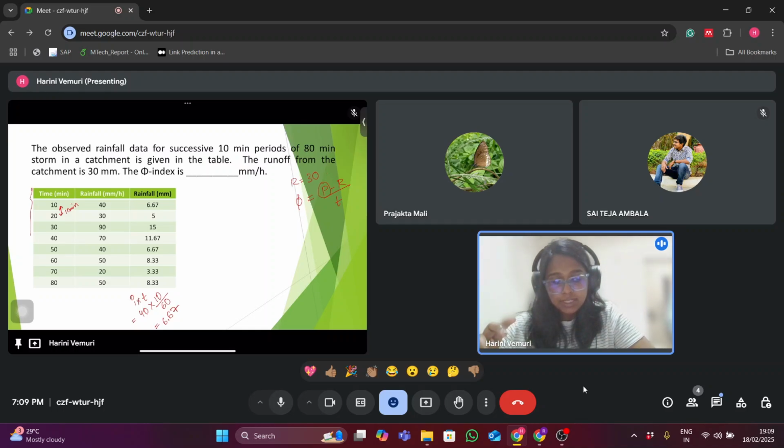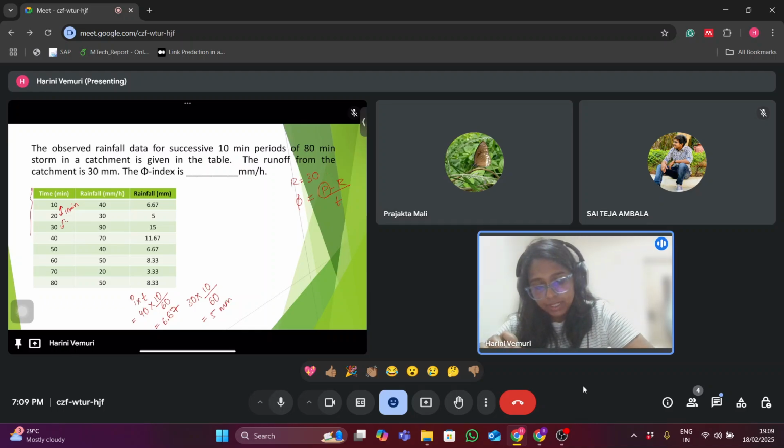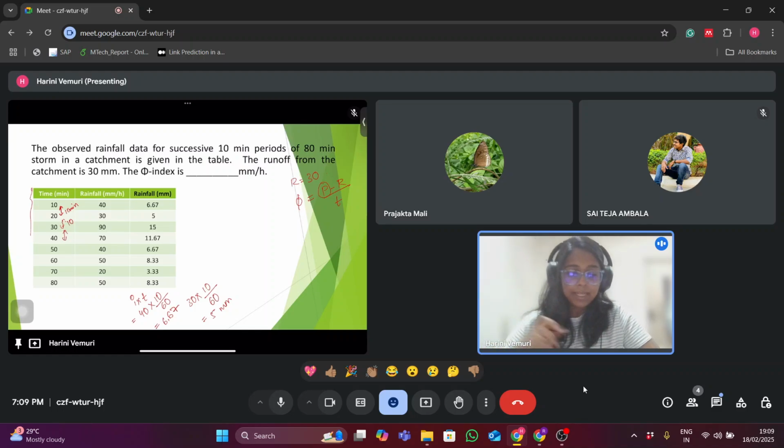So that's why even in the second row, to calculate the rainfall amount, it is 30 into 10 by 60: the 30 mm per hour rainfall has occurred for 10 minutes, so we multiply by 10 by 60 to convert into hours. So that is 5 mm. Since it is an equal 10 minutes interval, we just multiply all the intensity values by 10 by 60 to get the rainfall amount.